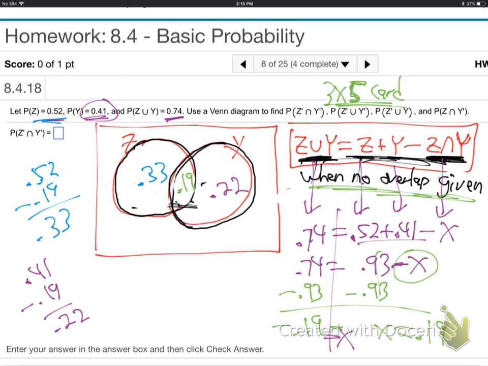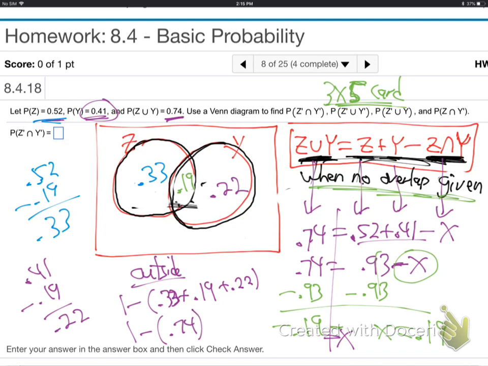Good. Then how do we find the outside? Add them up, subtract from 1, right? So 1 minus these 3 added. Minus point... we already told you. Yeah, they told us 0.74 right up here. Good eye. You're thinking well. You could just grab it right there. They told us what the union is. So it's 0.26 out there, right?